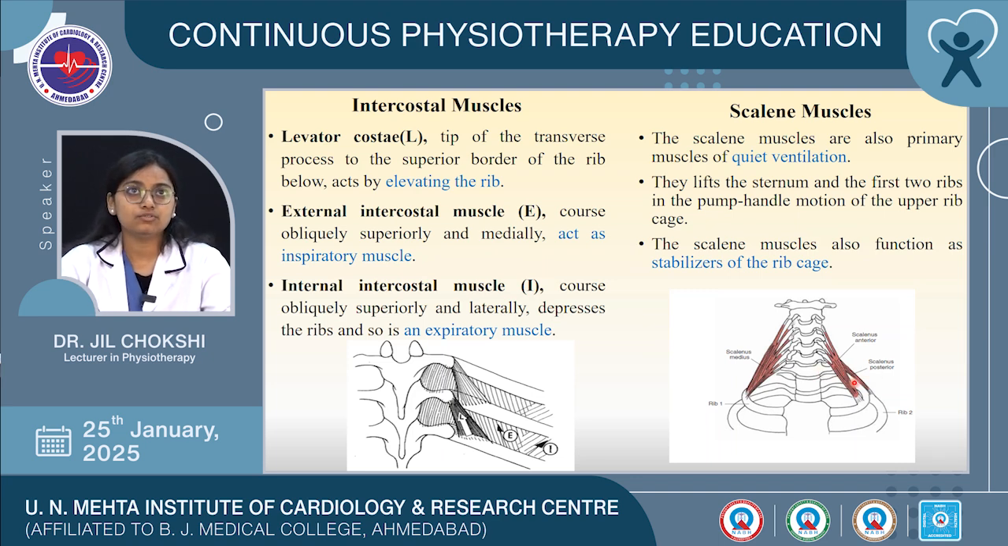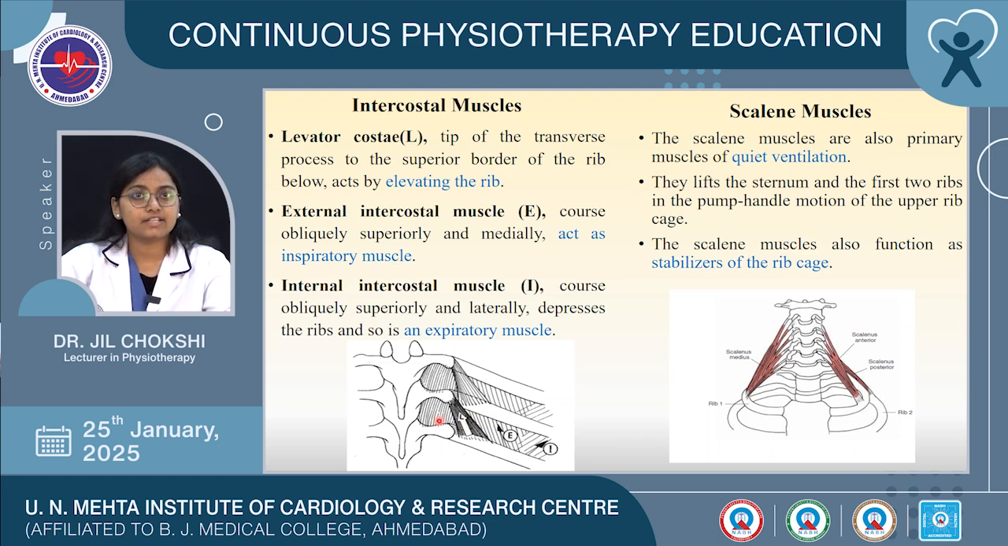Now coming to the intercostal muscles and the scalene muscles. The posterior view of the thorax and vertebral column shows three muscles. The first one is the levator costae. It goes from the tip of the transverse process to the superior border of the rib below. It acts by elevating the ribs.